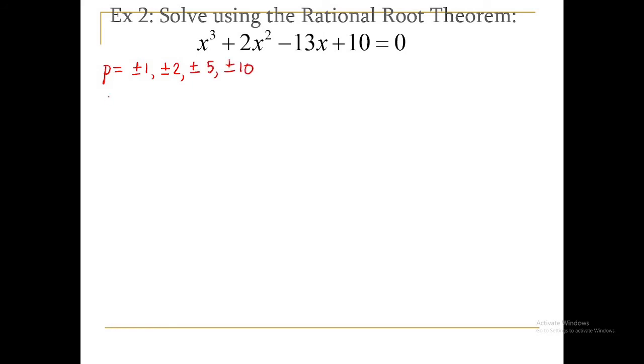What about the value of Q? Positive, negative 1. It's only positive negative 1. So what are the possible roots here? 1 over 1, 2 over 1. Oh, you give me the answer right away. Simplify your fractions right away. We have 1, 2, 5, 10.